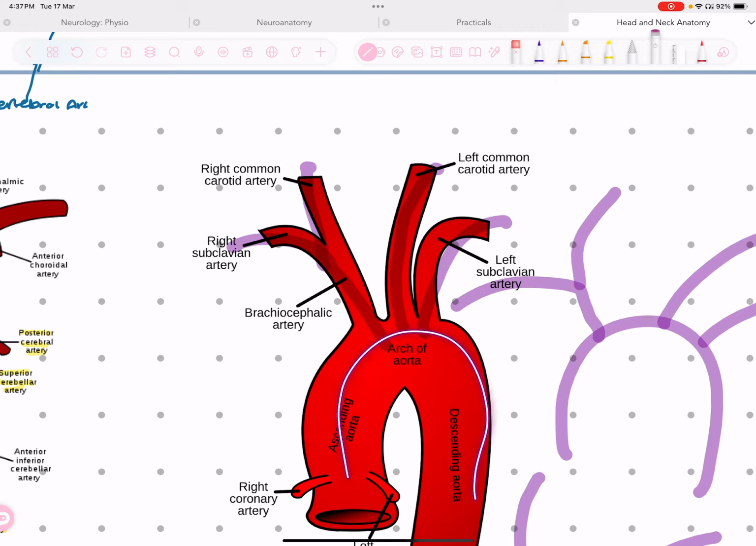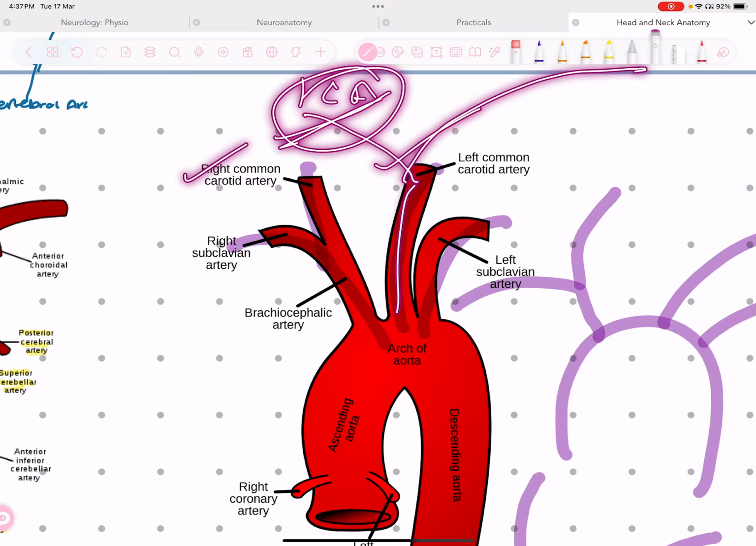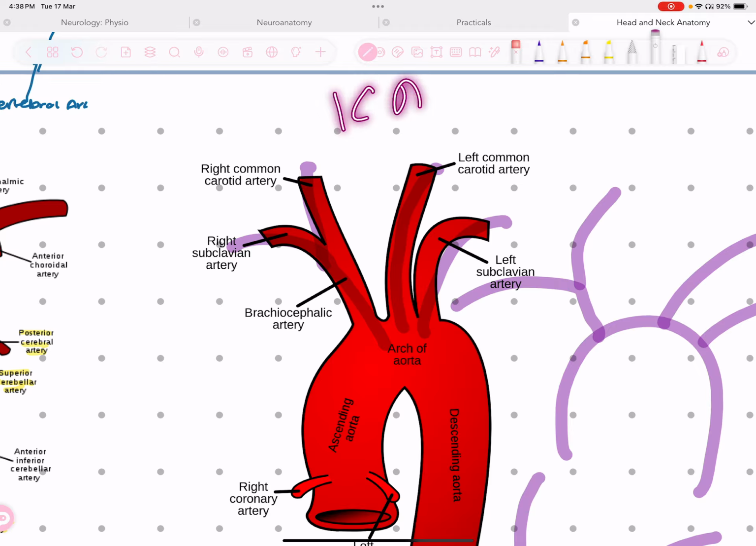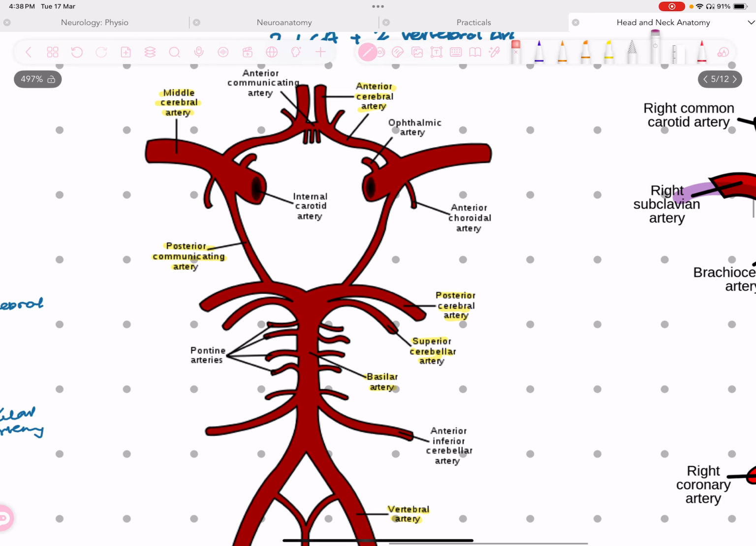So arch of aorta. Now, the common carotid artery gives off the internal carotid and external carotid artery. But right now we are dealing with the internal carotid artery, both the right as well as the left. So the internal carotid artery is very important in regards to the circle of Willis. And then you have the subclavian artery. Its first part gives off a branch called the vertebral artery. Very important, the vertebral artery forms the second half, or the posterior half, of the circle of Willis.